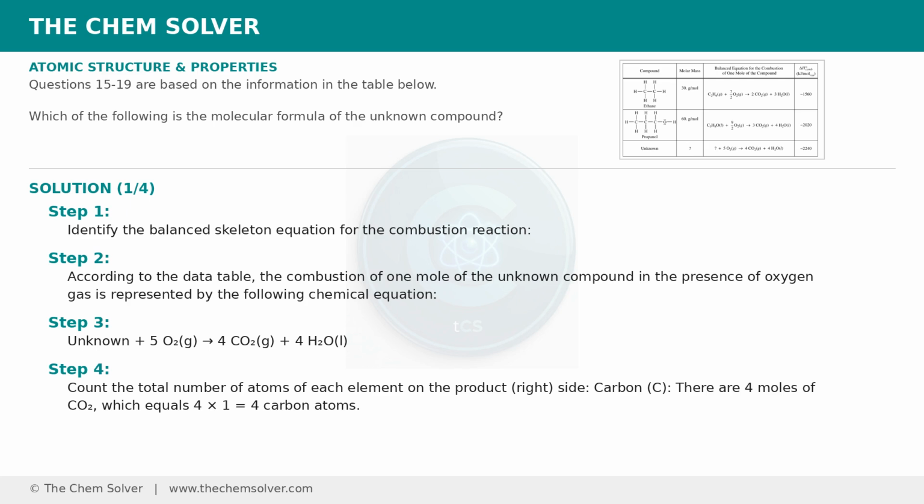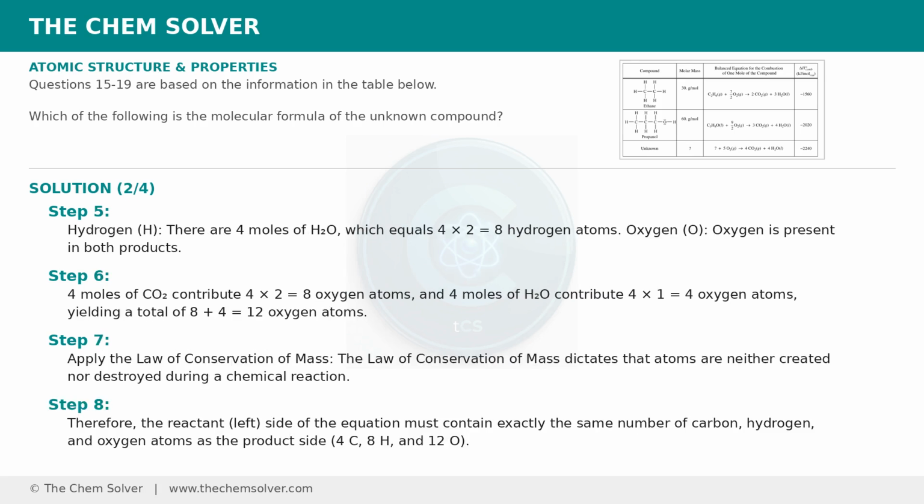Count the total number of atoms of each element on the product, right side. Carbon, C. There are 4 moles of CO2, which equals 4 times 1 is equal to 4 carbon atoms. Hydrogen, H. There are 4 moles of H2O, which equals 4 times 2 is equal to 8 hydrogen atoms. Oxygen, O. Oxygen is present in both products.